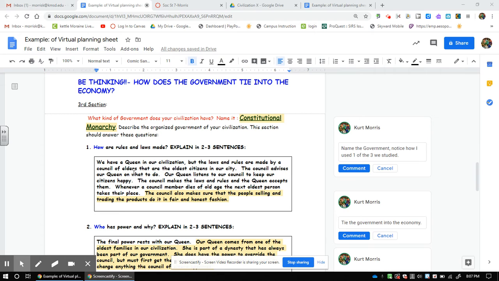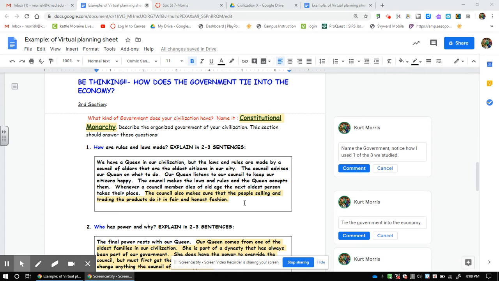Just like in talking about a constitutional monarchy that you guys have studied when we did governments, we have a queen in our civilization, but the laws and rules are made by a council of elders that are the oldest citizens in our city. The council advises the queen on what to do. Our queen listens to our council to keep the citizens happy. The council makes the laws and rules, and the queen accepts them. Whenever a council member dies of old age, the next oldest person takes their place. The council also makes sure that the people selling and trading the products do it in a fair and honest fashion.